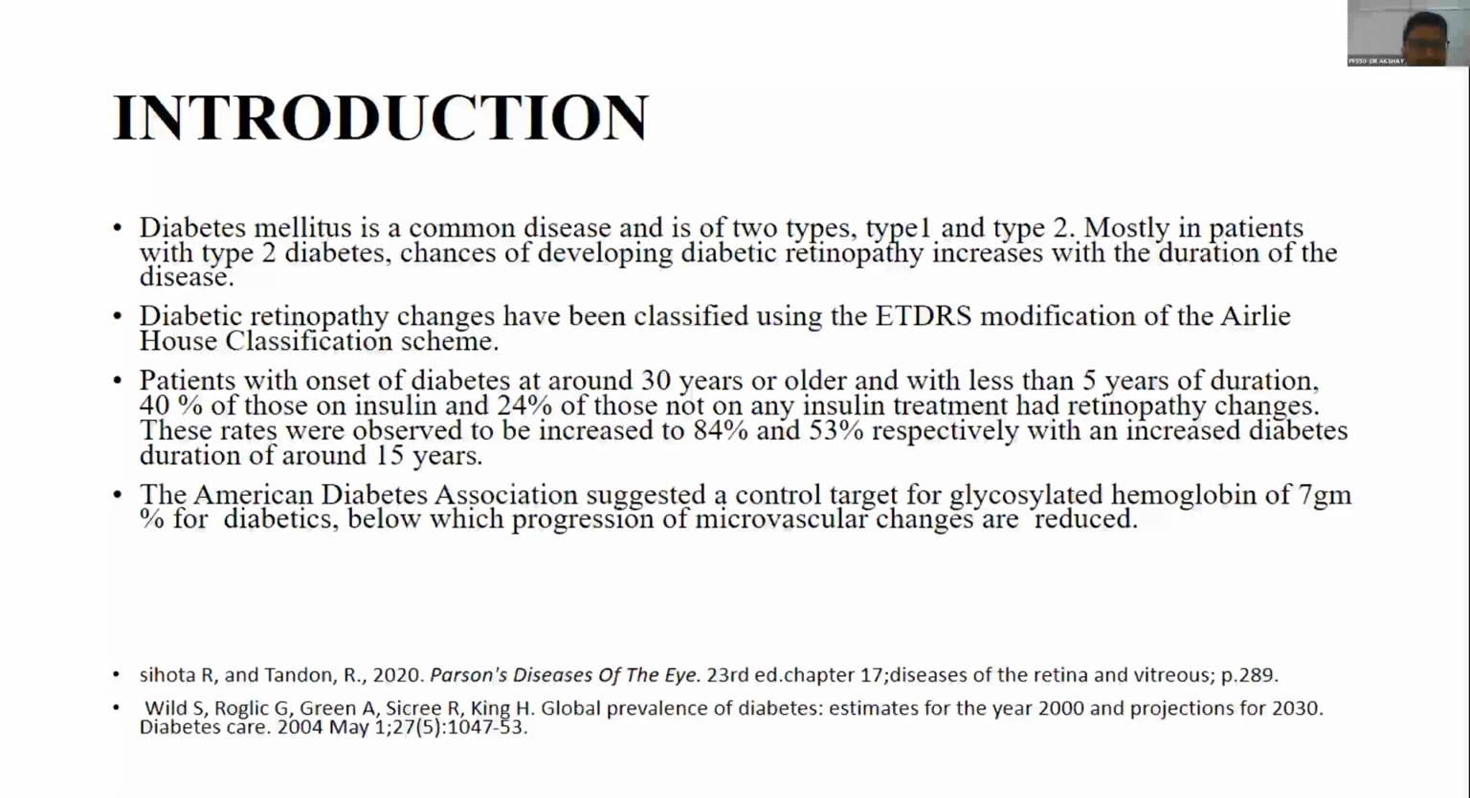The introduction: diabetes mellitus is a common disease and is of two types, type 1 and type 2. Mostly in patients with type 2 diabetes, chances of developing diabetic retinopathy increase with the duration of the disease. The diabetic retinopathy changes have been classified using the ETDRS modification of the Airlie House classification scheme. Patients with onset of diabetes around 30 years or older with less than 5 years of duration, 40% of those on insulin and 25% of those not on insulin treatment had retinopathy changes. These rates increased to 84% and 53% respectively with an increased diabetes duration of around 15 years. The American Diabetes Association suggested a control target for glycosylated hemoglobin of 7 gram per cent, below which progression of microvascular changes is reduced.